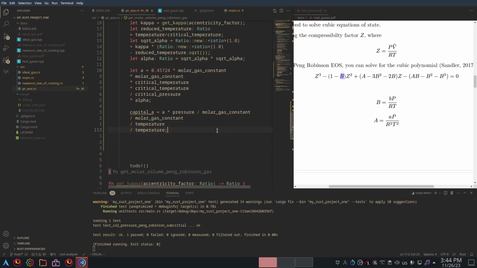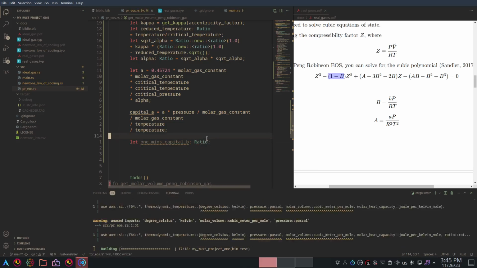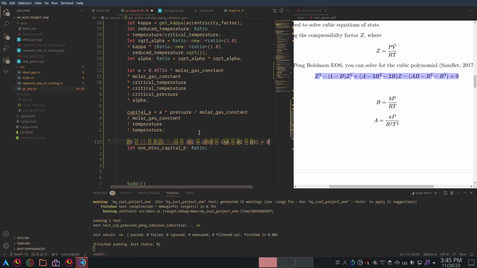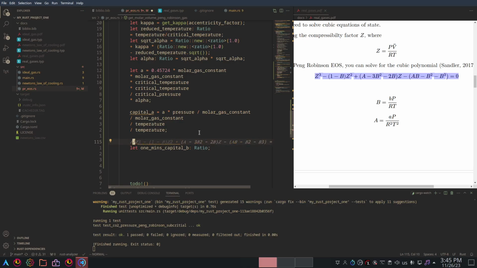Okay, next step will be to do our coefficients. So we have a few coefficients here. This is the 1 minus B. So I'm going to do 1 minus capital B, and this will be a ratio. Okay, so I actually want to copy and paste this whole thing here. So I'm going to copy and paste. I don't know how this will turn out. Okay, so Z to the... okay, this did not turn out well. Okay, never mind.